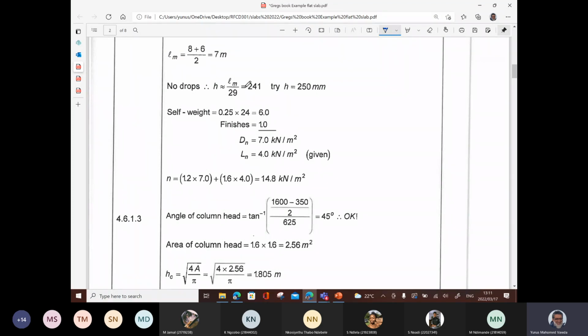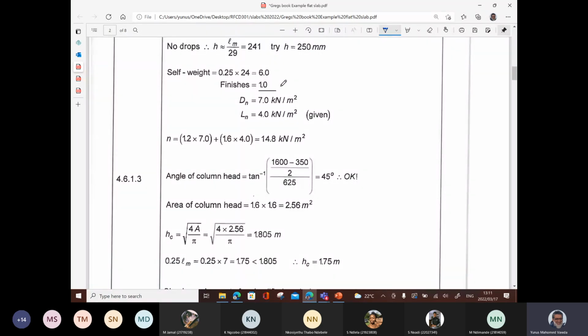No drops. So h is equal to lm divided by, and this is given in Greg's book somewhere, 29 or 31, depending. A suggestion is we use this value divided by 29. It says you need about 241, so let's try 250 millimeters. Self weight is 6. The finishes are 1, so it gives us 7 for dead load. Live load is 4, which is given.